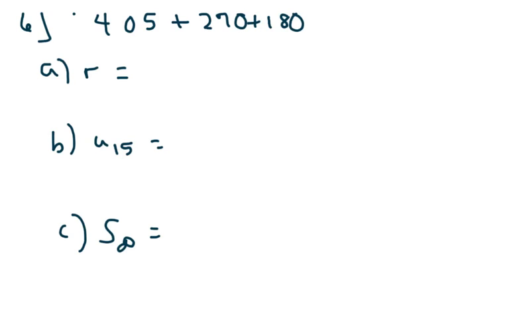So basically, this is number 6. Okay, well, anyway, here it is. Okay, so R is, I'm going to write this over this. So you get 270 over 405, which is 2/3.